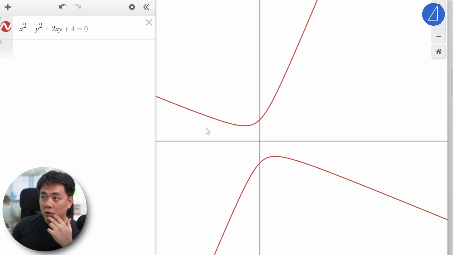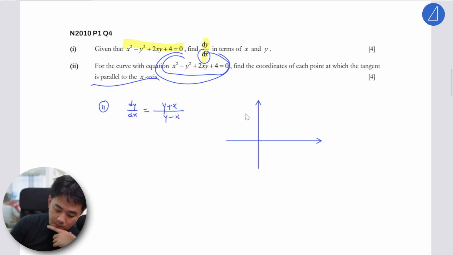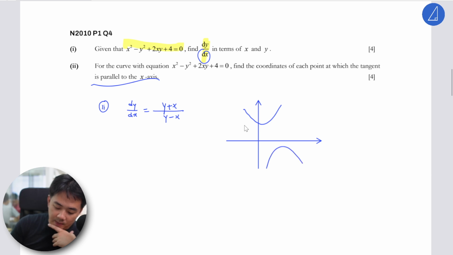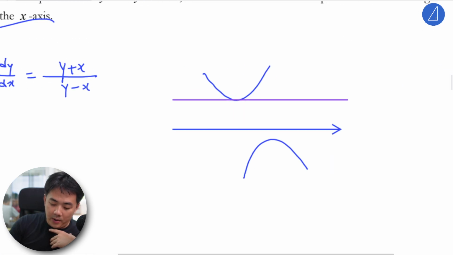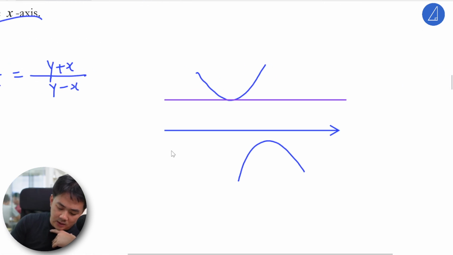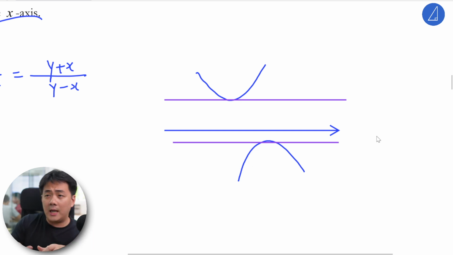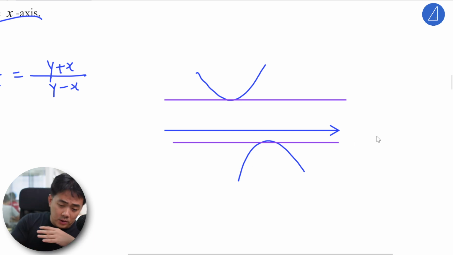So the idea is essentially we need to find the tangent which is parallel to the x-axis, which is dy/dx equals 0, right? Essentially, this is what we learned in secondary school as well. So let's say this curve here. I'm not sure how this curve looks, but generally we need the gradient here to be parallel to the x-axis. If it's parallel to the x-axis, it is obviously dy/dx equals 0.